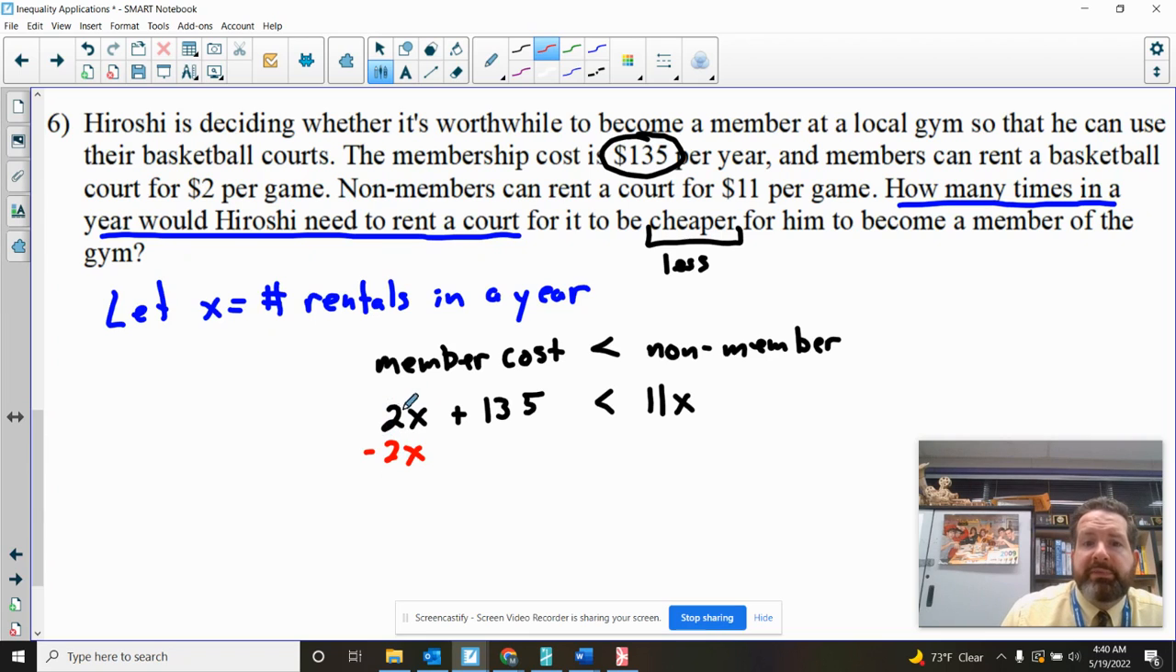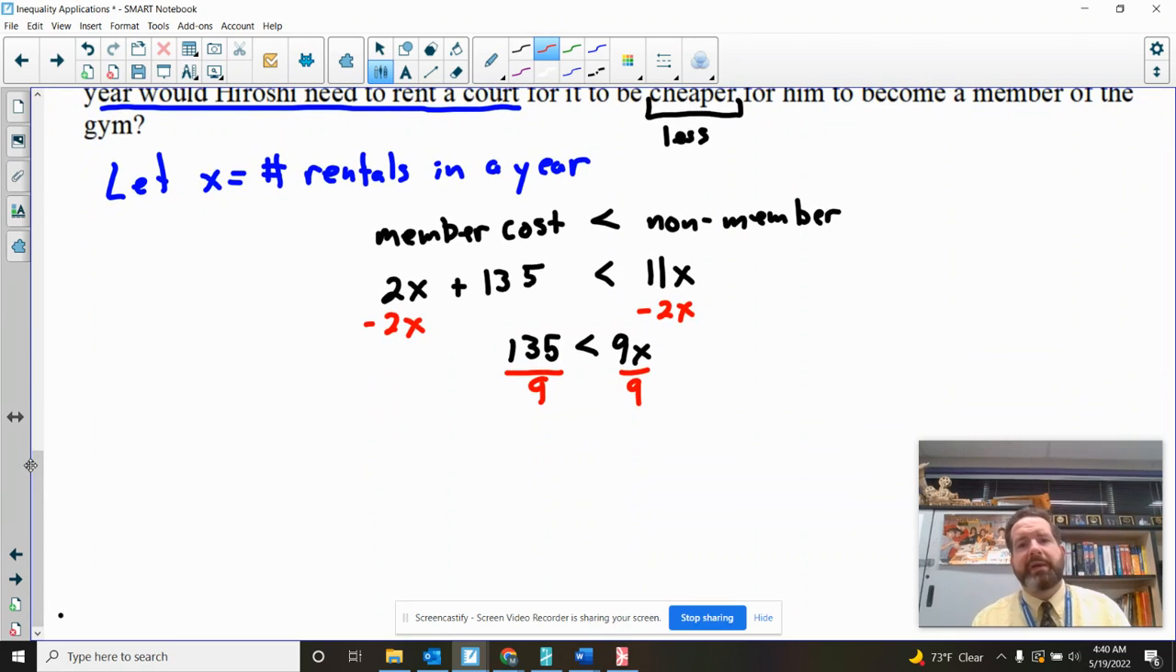Now when you have x's in two different places, see how we have x's here and here, the very first thing you do is you get those x's together. So I'm going to subtract those two x's to the other side, leaving us with 135 is less than 11 minus 2 is 9 x's. To finish, let's do a division by 9. And 135 divided by 9 is 15. Okay. So 15 is less than x.